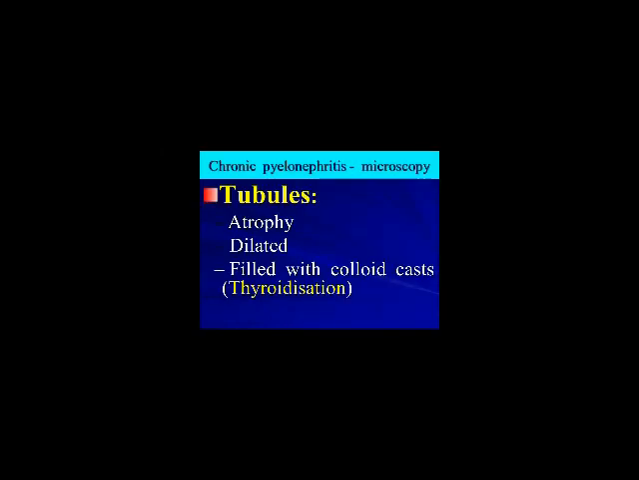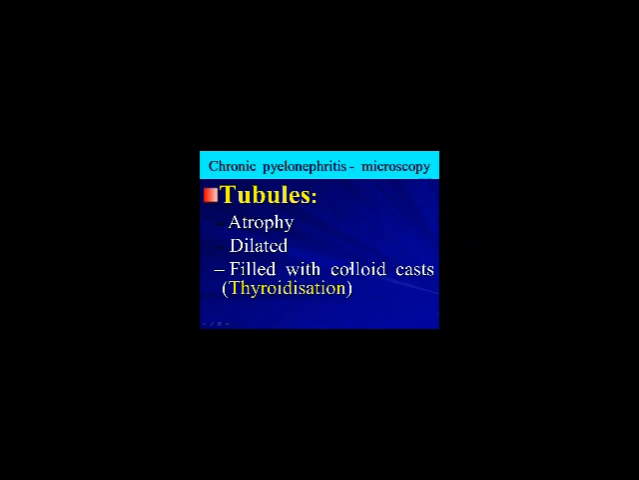On microscopic examination, whenever you comment on microscopy of the kidney, you have to comment upon all four structures, that is tubules, glomeruli, interstitium, and blood vessels. So in chronic pyelonephritis, what happens with the tubules? Because it is a slow process, many of the tubules undergo atrophy, that is, they become smaller in size and their epithelium becomes flattened. Sometimes they are dilated, and these dilated tubules are filled with a colloid-like material.